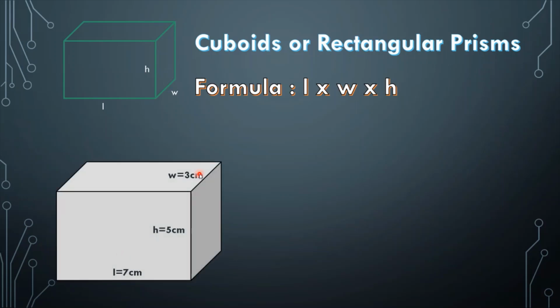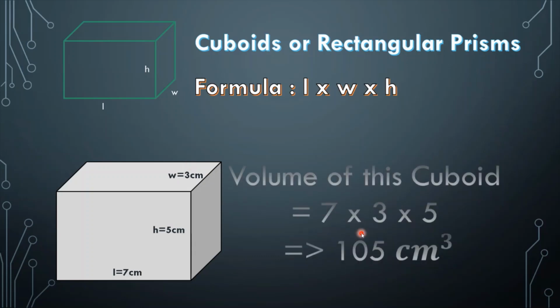This cuboid over here has a length of 7 centimeters, a height of 5 centimeters, and a width of 3 centimeters. You substitute it in the formula, you get 7 times 3 times 5, which is 105 centimeters cubed. So the volume is 105 centimeters cubed.